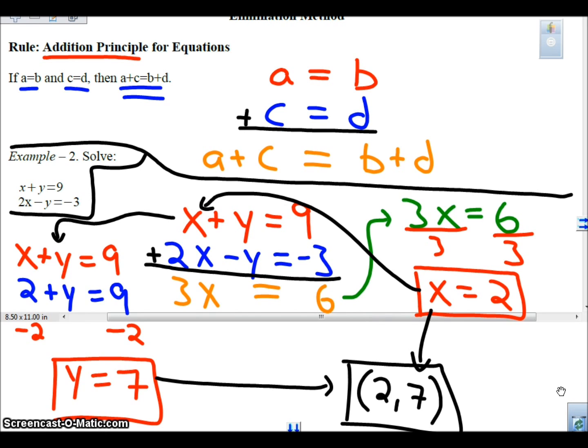Putting those two solutions together, we can write them as an ordered pair. We put the x value first, so we get 2, and then the y value second, so we get 7. 2 comma 7 is the solution to the system of equations. So we can use this addition principle for equations to solve a system of equations. The only requirement for this to work is that one of the variables needs to be eliminated when we use it. Hence the name elimination method.